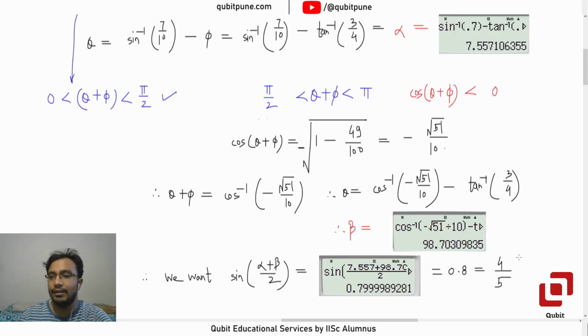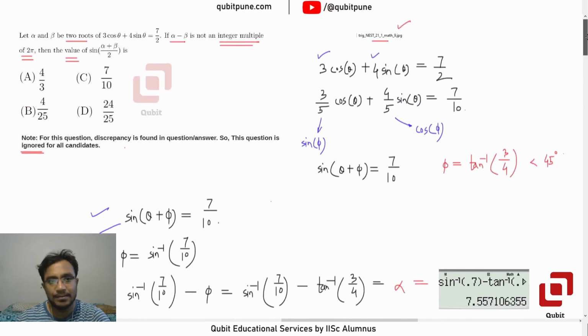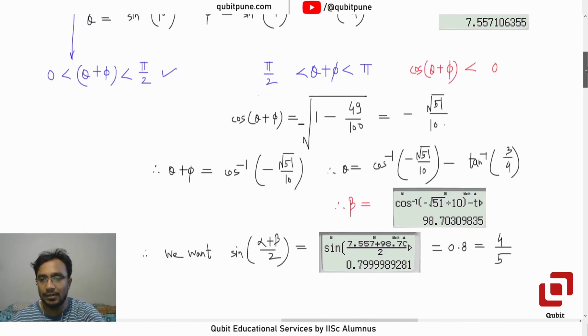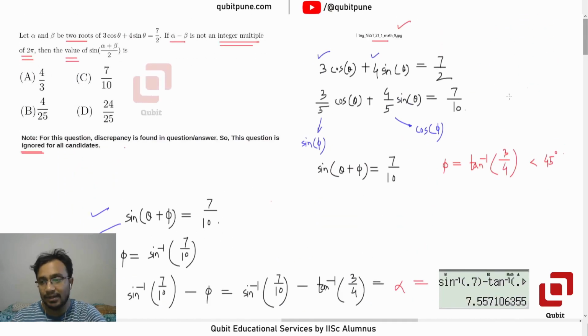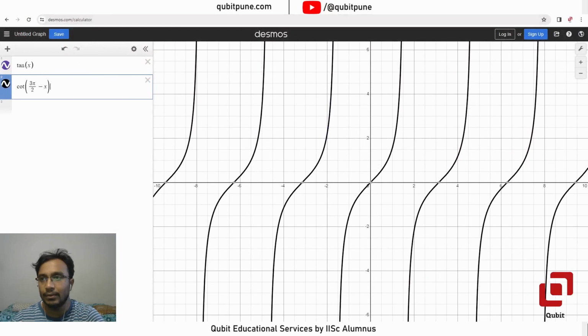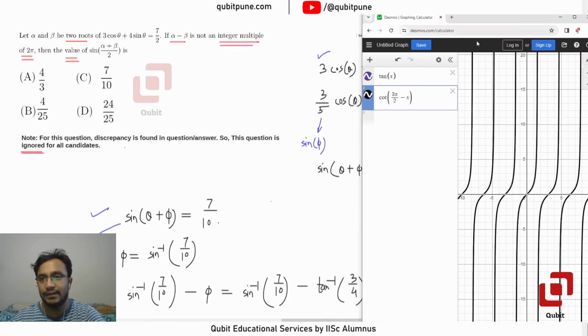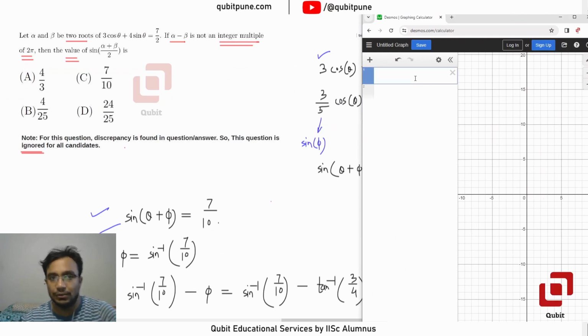Now obviously it didn't match with any of the options given. 4 by 3 was there, but 4 by 5 was not there. 4 by 25 is there, but nonetheless we have managed to solve this particular problem. Now let's try to do it on graph and see what we get. The only thing is the graph is going to show us the solutions in radians.